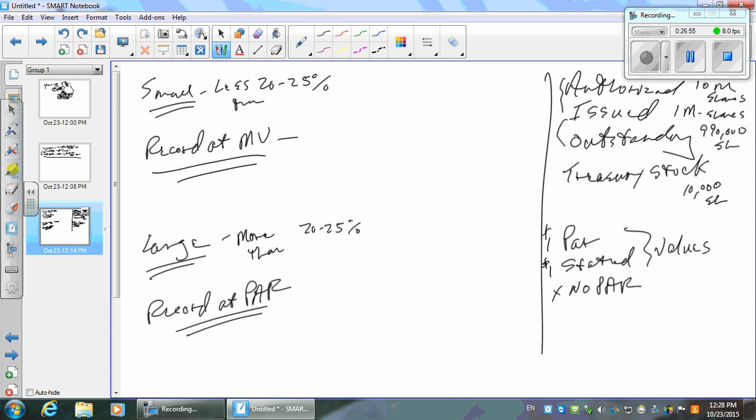This is going to change the journal entry. Stated value and par, when you issue the stock, are going to work exactly the same way. No par, you don't have to worry about the par value. Got it? Okay. So maybe what we'll do first is do an issuance of stock. Let's issue these 1 million shares. Let's say it's at $1 par or $1 stated value, either way, right? So it's $1 each one.